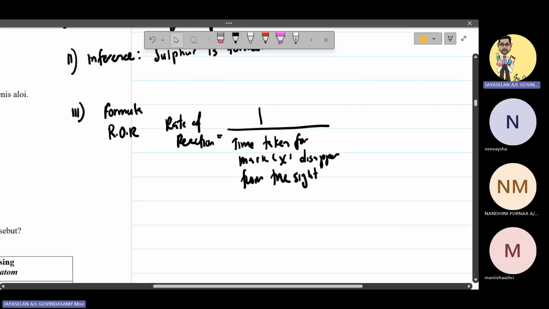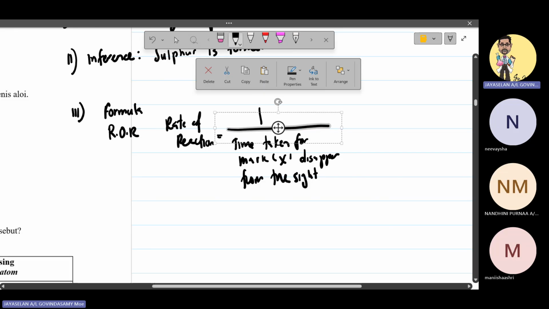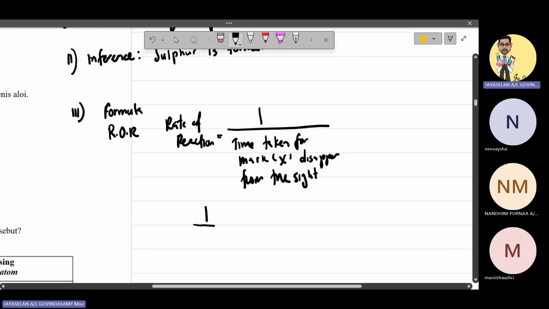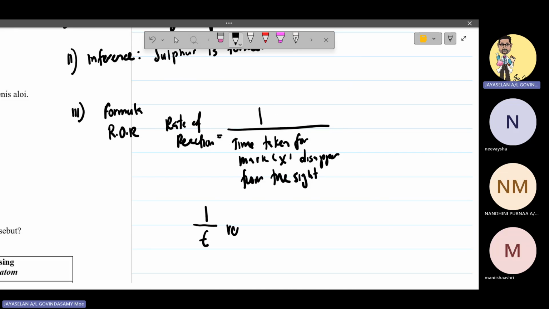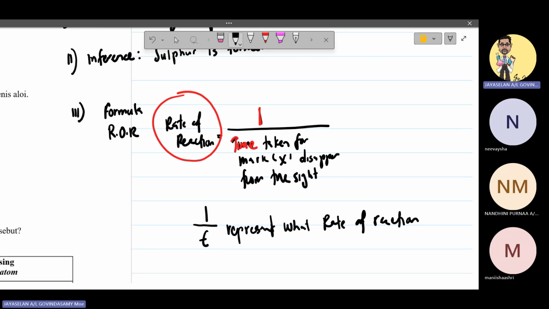Any question? If in the exam they do not give the formula, they will ask what 1 over T represents. Then you all get confused: what sir? You never teach us. What does it represent? You see here 1 over time. 1 over time represents what? Just put rate of reaction. Take your 1 mark. That's all. Any question?